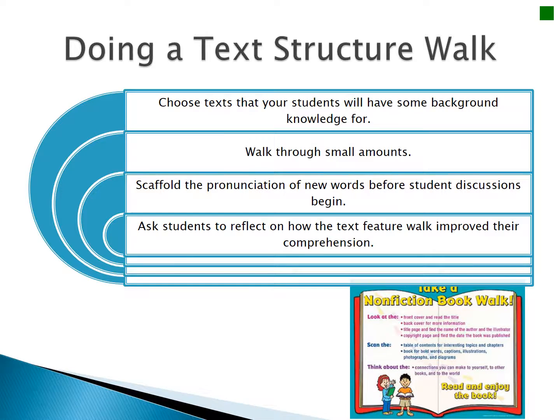So one way to do a text structure walk with our students is to make sure we're beginning with texts that our students already have some background knowledge for. We walk them through small amounts, scaffold the pronunciation of new words before the student discussions begin, and we ask students to reflect on how the text feature walk improved their comprehension.